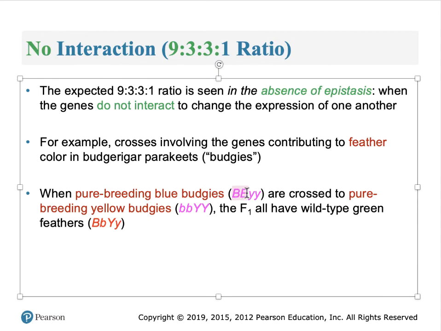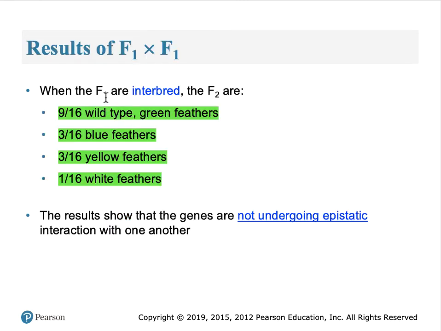The B gene produces a blue pigment for the feathers, and the Y gene, a separate gene, produces yellow pigment also for the feathers. So the interaction of both pigments will color the feathers a particular color. So let's look at that key. The key is that wild-type birds that produce normal blue and normal yellow pigment will have green feathers.